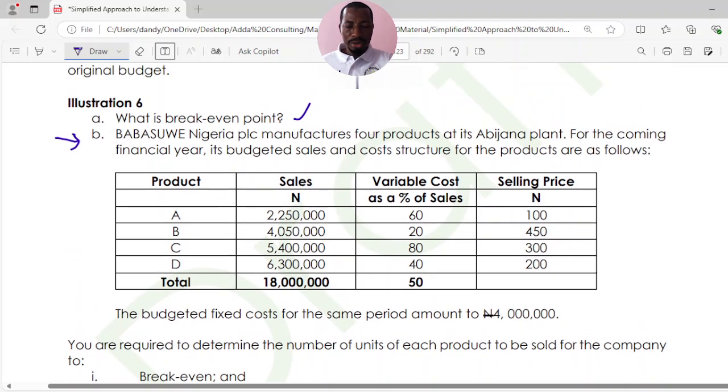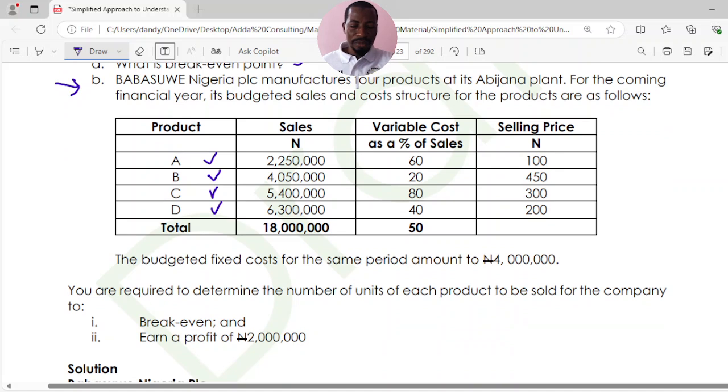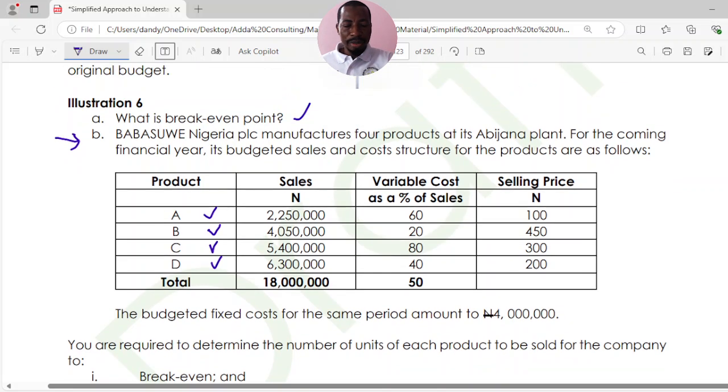First thing that should come to your mind is that this company has 4 different products, product A, B, C, and D. So this is a multi-product organization. You are now asked to compute the break-even point. So how do I compute the break-even point?